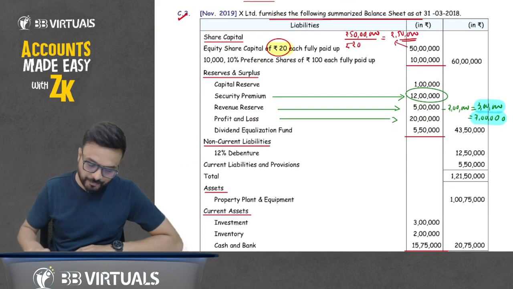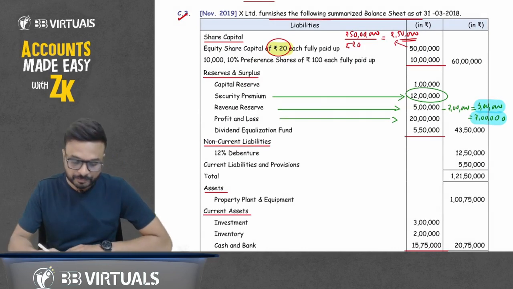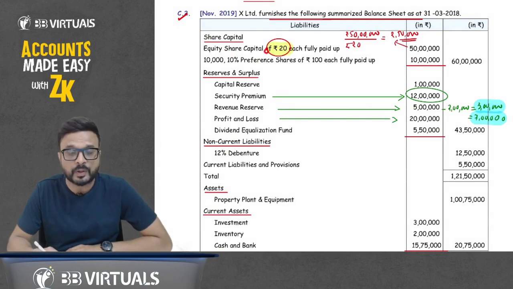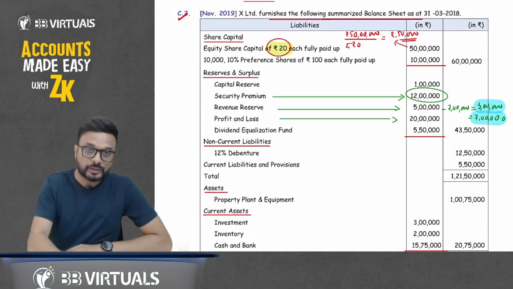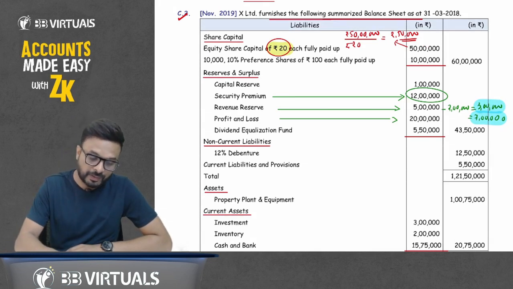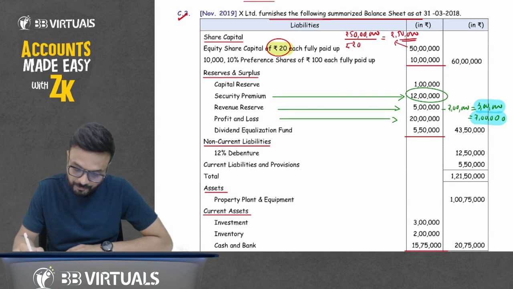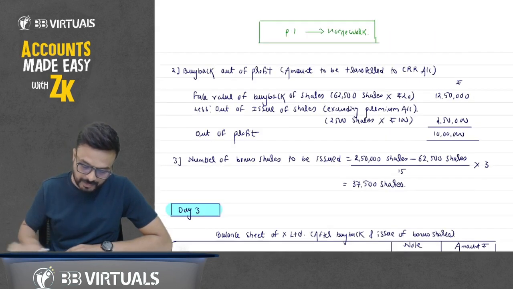So you can see here, the first figure is share capital. Share capital of rupees 20 each fully paid up. How much is the share capital? 50 lakhs. So type in your calculator 50 lakhs. Okay.